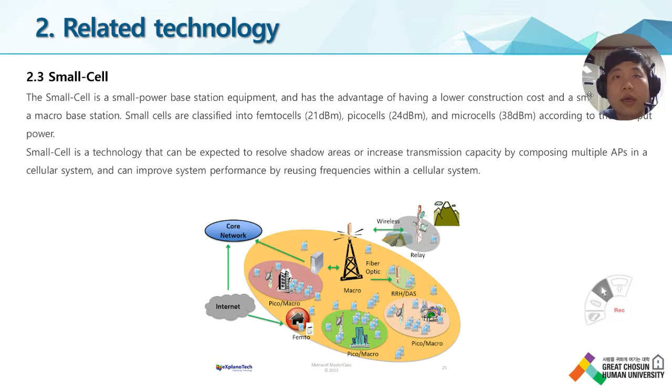Small cells are a technology that can be composed of multiple APs within a cellular system, which can be expected to resolve shaded areas or increase transmission capacity, and can improve system performance by reusing frequencies within cellular systems. In 5G systems, performance can be improved by applying small cell technology, which solves large path losses due to high frequencies and low communication quality.